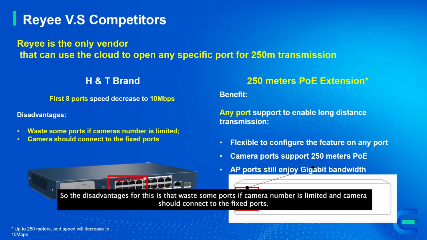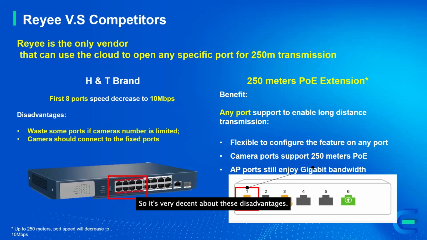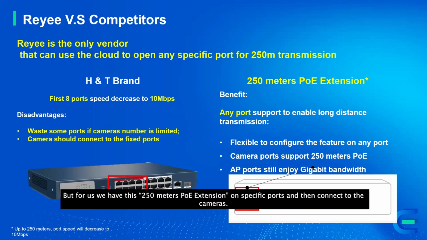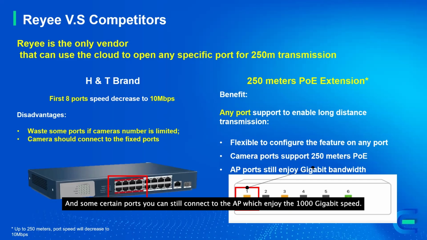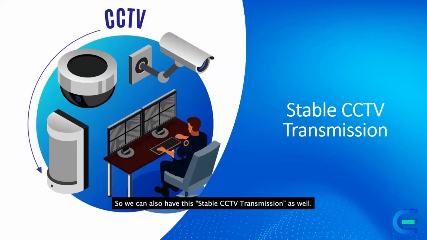Okay. Yeah, so the disadvantage is that it will waste some ports if the camera number is limited, and the camera must connect to the fixed port. Yeah, so these are the disadvantages. But for us, we have this 250 meters PoE extension on a specific port, and then connect to the cameras and then APs. Yeah, so you can have a mix of cameras and APs, access points, in the same switch. Certain ports will have the 250 meters and reduced speed, and on certain other ports you can still connect to APs, which enjoy the 1000 gigabit speed. Yeah, so we can also have stable CCTV transmission as well.